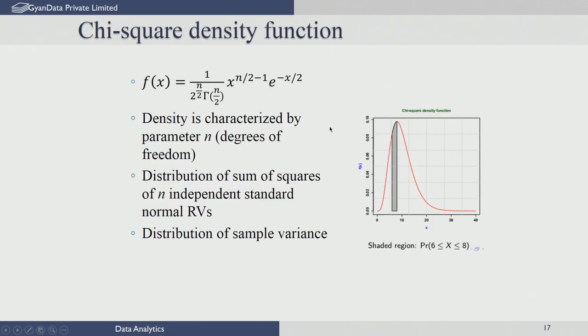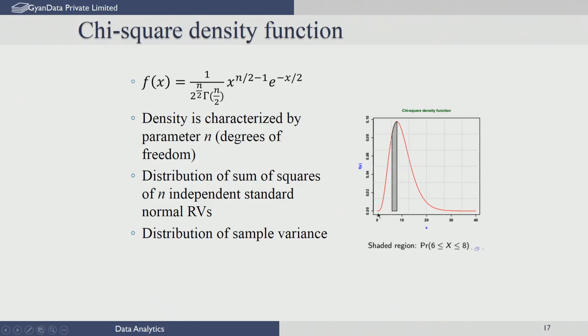Another continuous random variable is characterized by a density function known as the chi-squared density function. We do not need to remember the form of this function, it has some gamma function and so on. Again, this density function is characterized by one parameter, which is n, called the degrees of freedom.